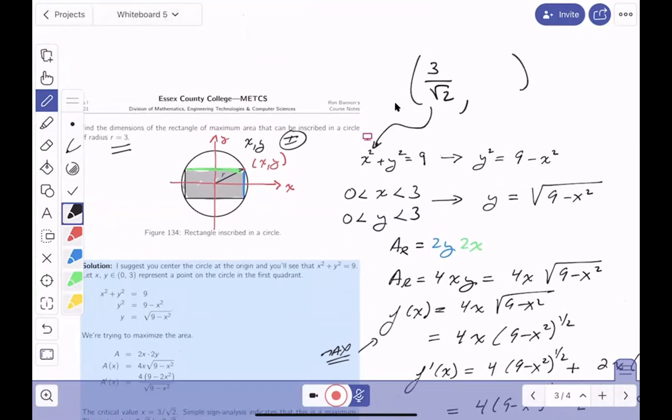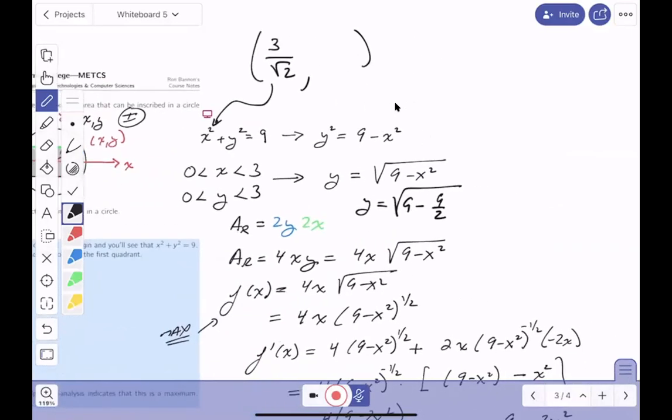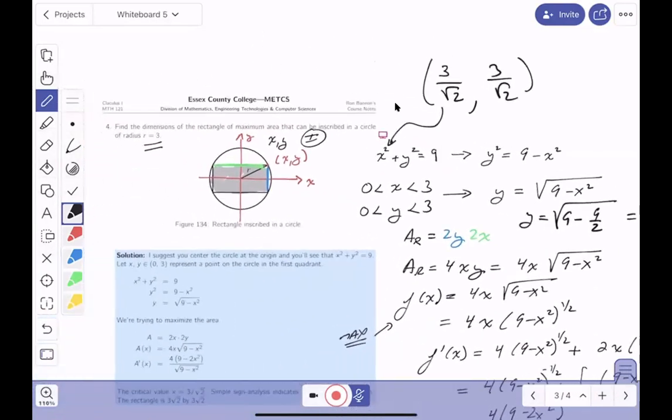What's the y going to be? Well, that looks pretty simple. I'll put this over here. And what's the y going to be? y will equal the root of 9 minus 9 halves. All right, let me keep going through that with you. What do you get over there? Root of 9 halves, which is 3 over root 2. So what do you get? We actually get a square now.